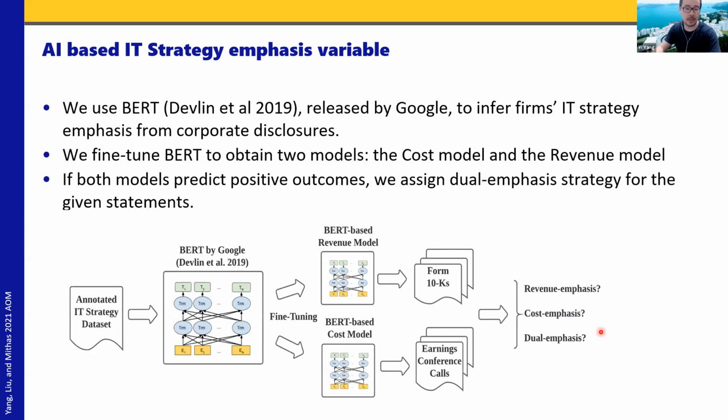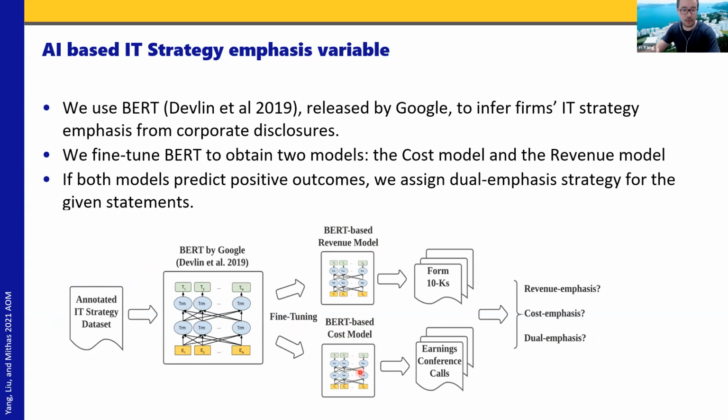and it achieves superior performance in many NLP tasks. In particular, to infer firms' IT strategy from their corporate disclosure, like the 10K report or earnings conference call, we first annotate 1,000 sentences, which have the keyword information technology, randomly sampled from the corporate disclosure. We manually read the sentences and determine whether the sentence indicates a revenue strategy or not. Similarly, we also determine whether the sentences indicate a cost strategy or not.